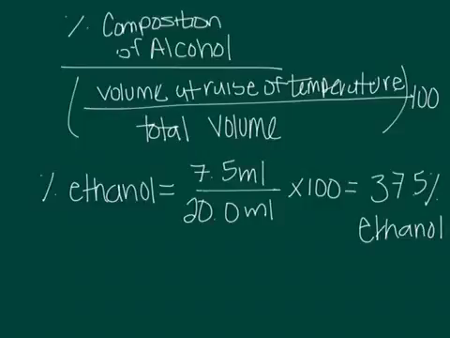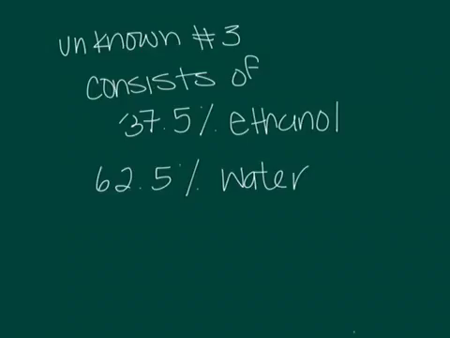The percent composition of alcohol is calculated from the volume at the rise of temperature divided by the total volume times 100. Therefore, the percent of ethanol is about 7.5 mLs divided by 20 mLs times 100, which gives us 37.5% ethanol. Therefore, the percent composition of unknown number 3 consists of 37.5% ethanol and 62.5% water.